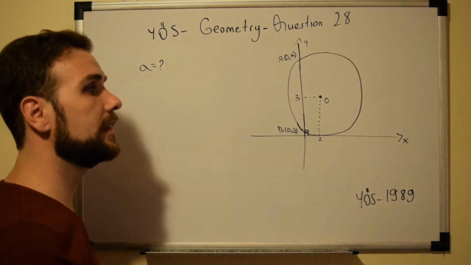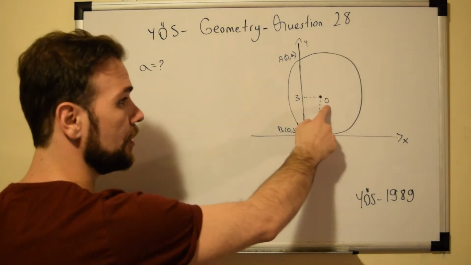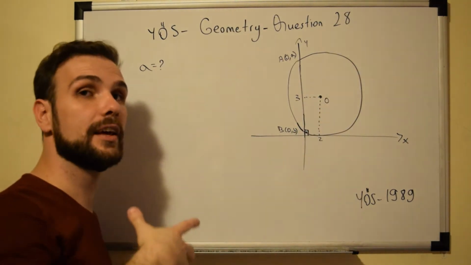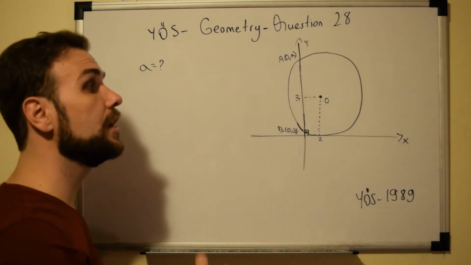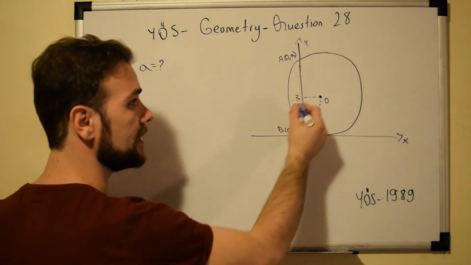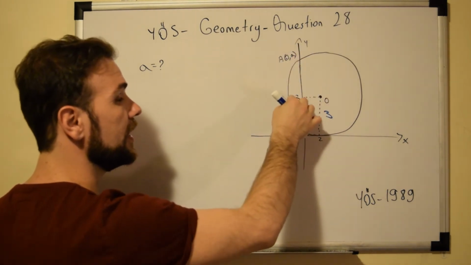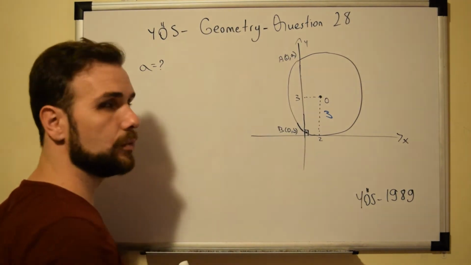We first have to find the radius. After we find the radius, we have to find the coordinates of the center of the circle, and after that, using the formula for radius, we will be able to find the value of A. So what is radius in this case? As you can see, the radius is equal to 3 because we are given from the point in the y-axis.